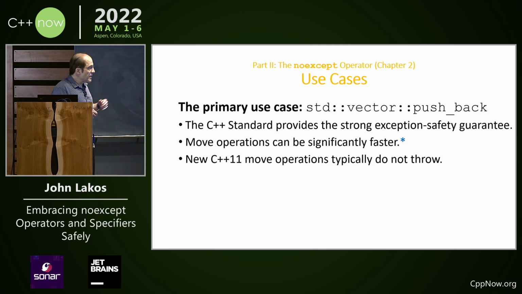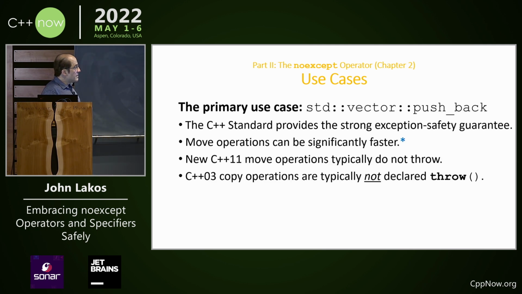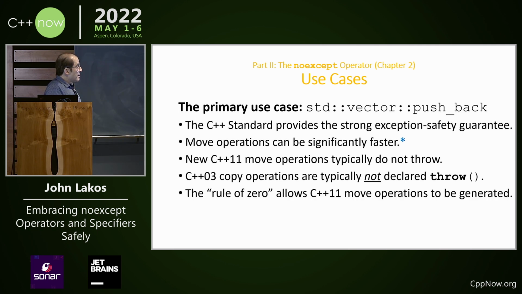And there'll be a footnote at the bottom. So move operations typically don't throw, and I really want to say they really shouldn't ever throw. Anyway, copy operations are typically not declared noexcept. And the rule of 0 allows C++11 to generate these things so that it is backwards compatible with legacy code.